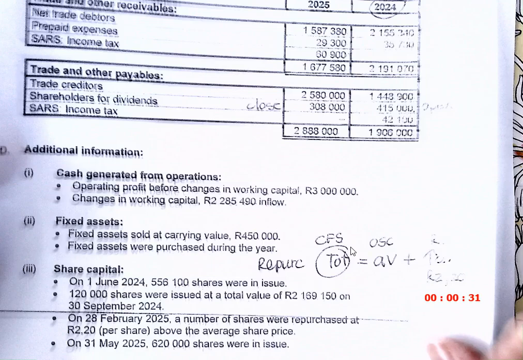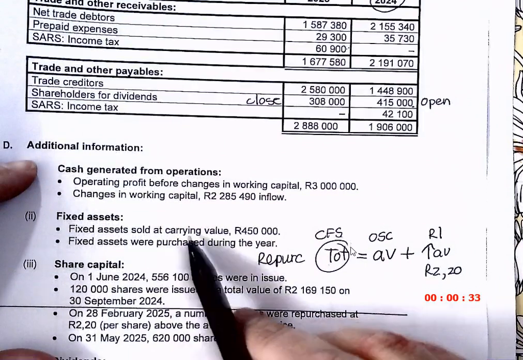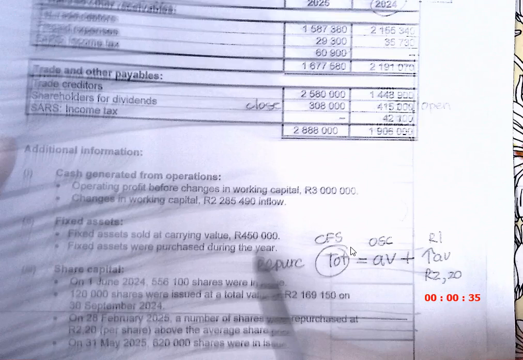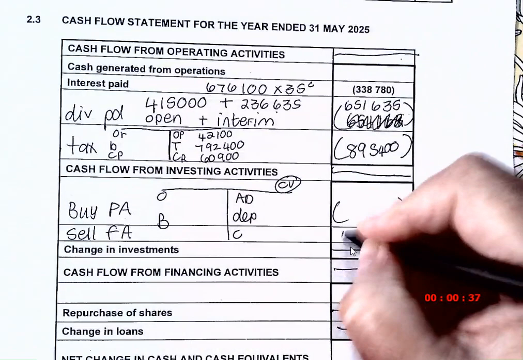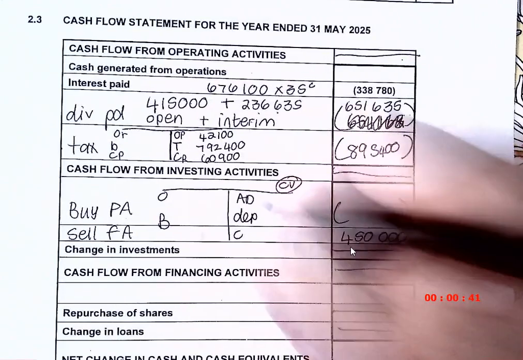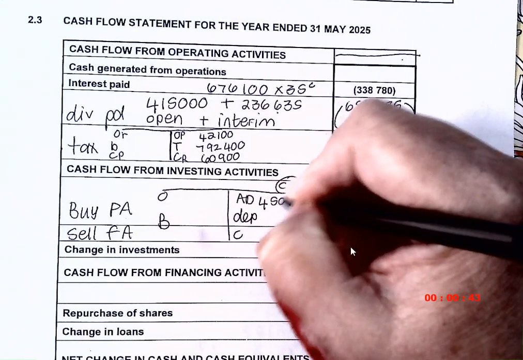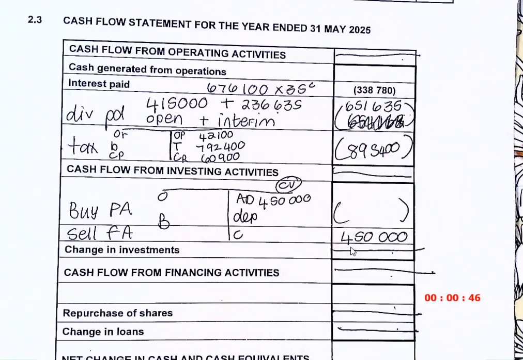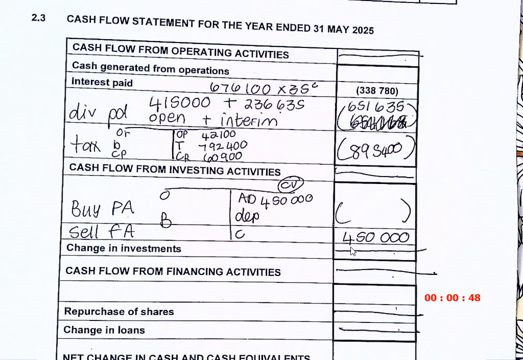They tell me fixed assets were sold at carry value, 450. So immediately I put that into sell fixed assets and I put it in here. See? Now let's go to the other information.